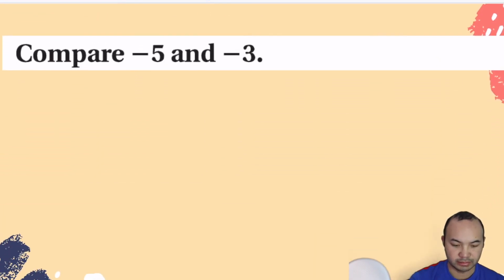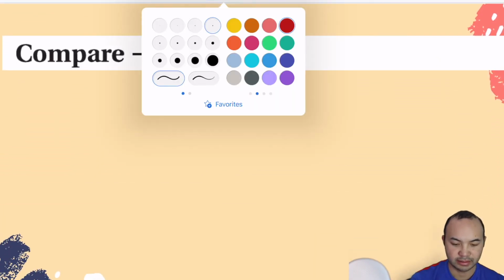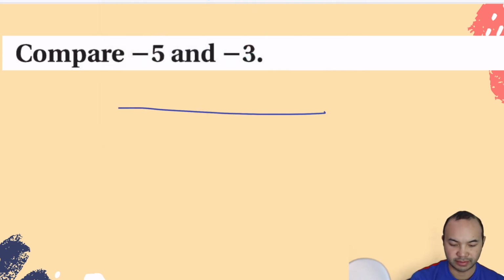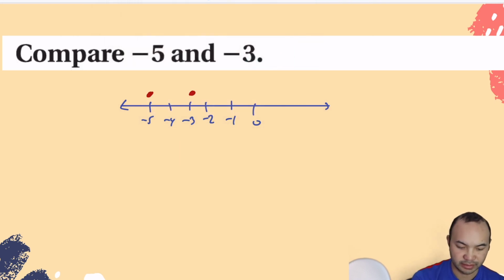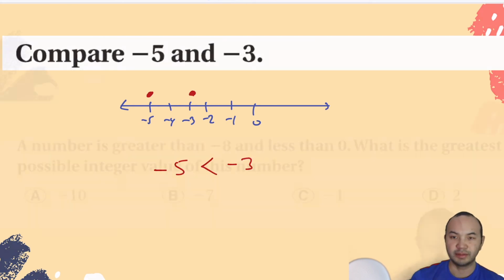Let's try -5 and -3. So 0 goes here, -1, -2, -3, -4, -5. So if I'm graphing this, -5 is over here, -3 is right here. So -5 is to the left, so -5 is less than -3.